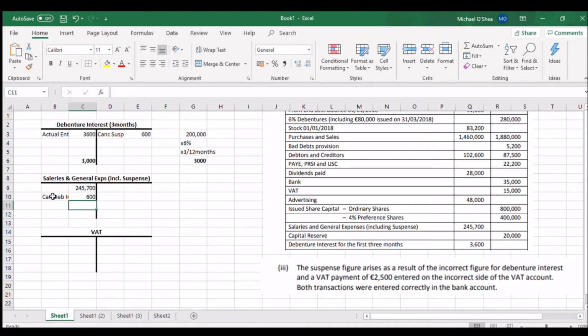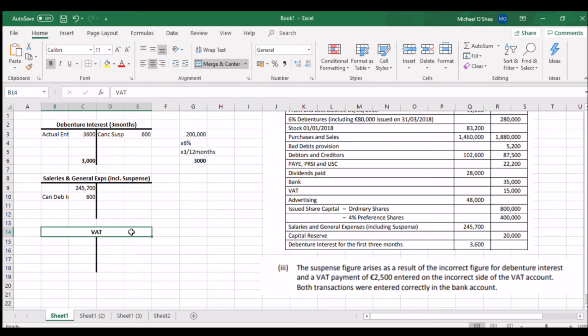Now the next part of this is going to be a little bit more complicated. It generally is. A VAT payment of 2,500 entered on the incorrect side of the VAT account. Both transactions were entered correctly in the bank, so let's forget about what's in the VAT account at the moment. What would it look like if it was entered on the correct side? VAT is an account we make to see whether we owe VAT or whether we've paid VAT already, in which case it becomes an asset.